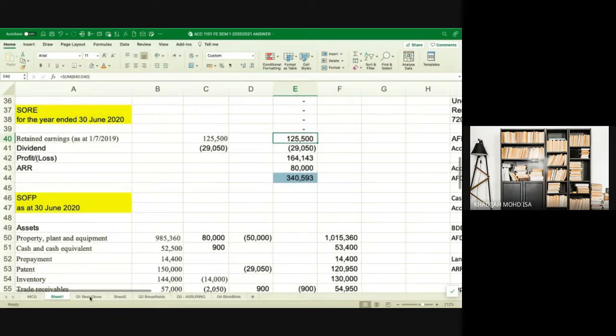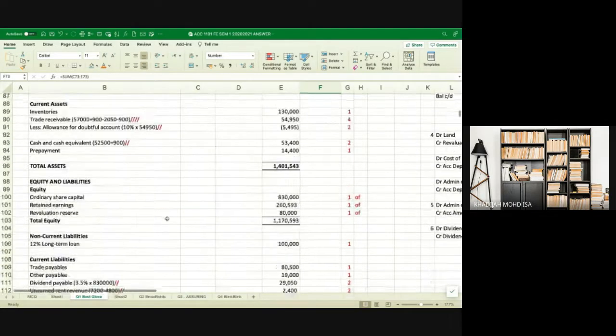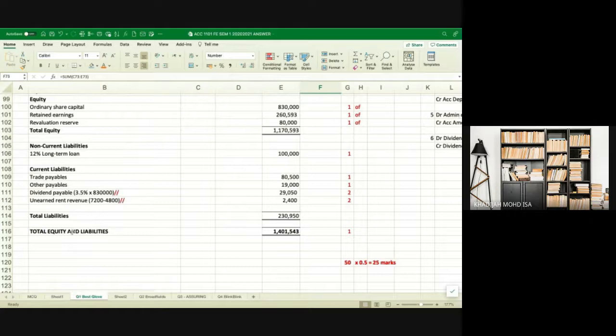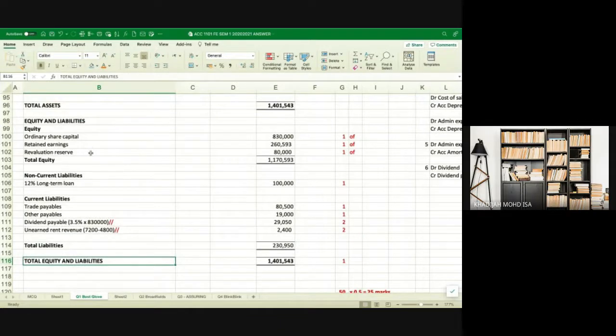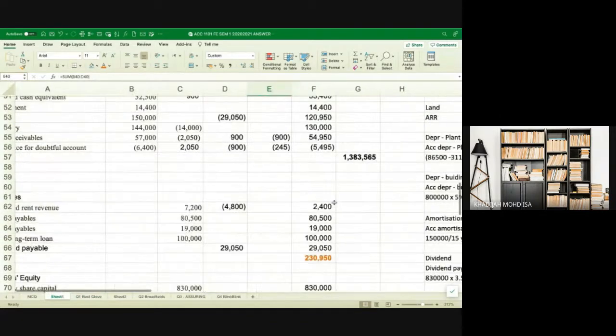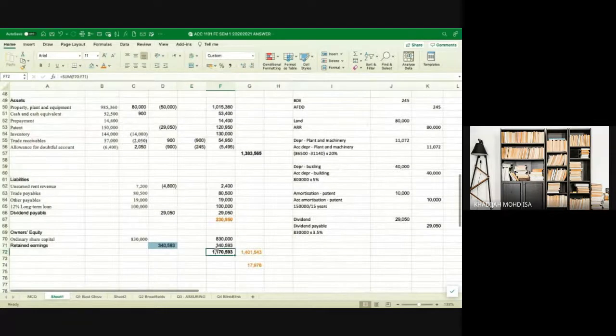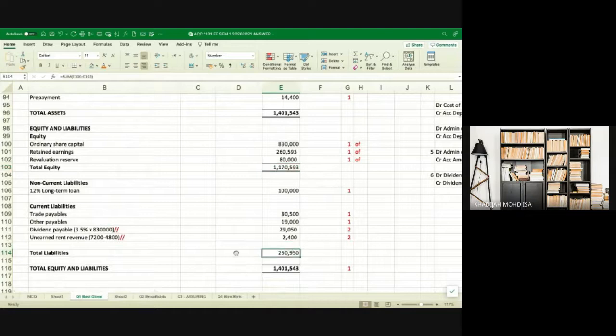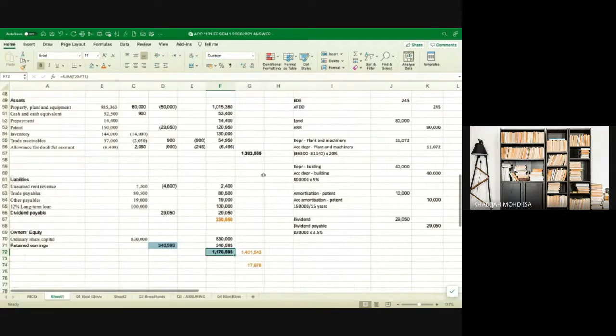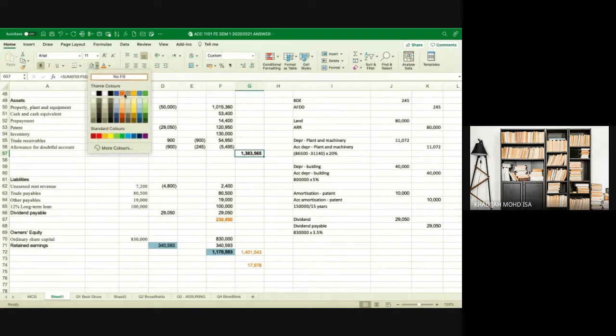How is that represented in the financial position? They just put total equity, ordinary share, retained earnings, and revaluation at 1,170,593. My answer is, where's my answer? 110,593. So I got the right answer here. It means that my asset is wrong. My liabilities is 230,950, which is the same. My liabilities is correct. So what is wrong is here. So what went wrong?